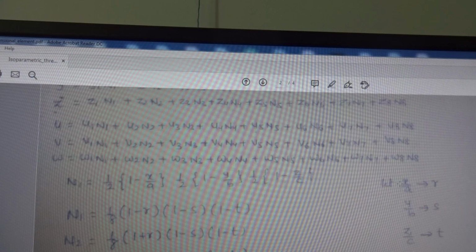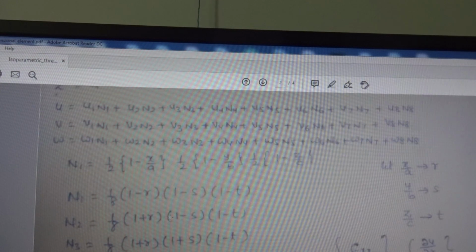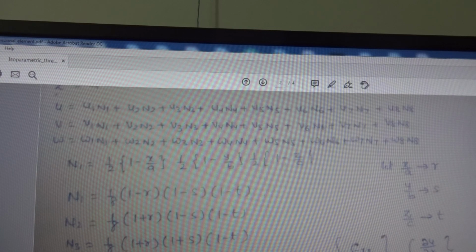Now it can be converted. It is difficult to write the shape function in the original form, so it is changed into the form of the isoparametric element. So suppose x by a represents r, y by b represents s, z by c represents t. So you can write n1 equal to 1 by 8, 1 minus r, 1 minus s, 1 minus t. When you substitute the coordinate values of node 1, you get n1 equal to 1, and the rest become 0.